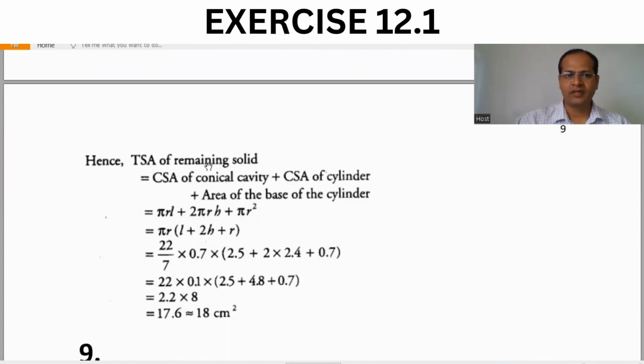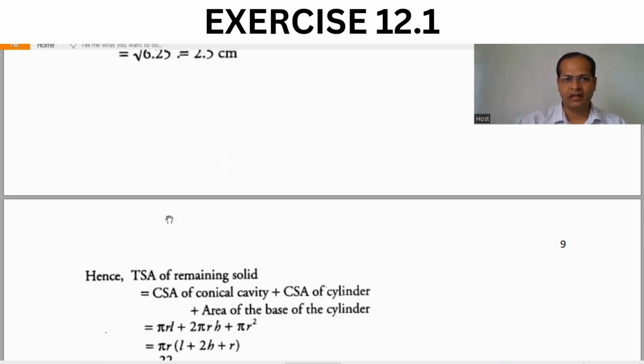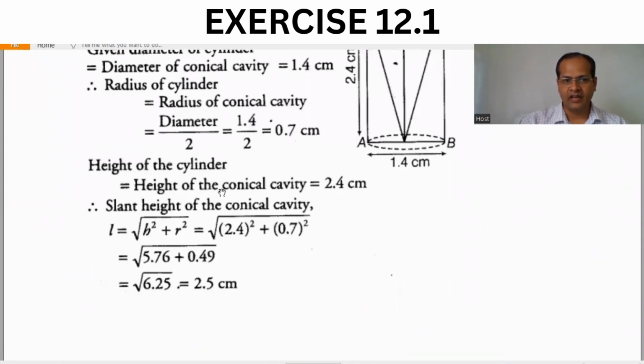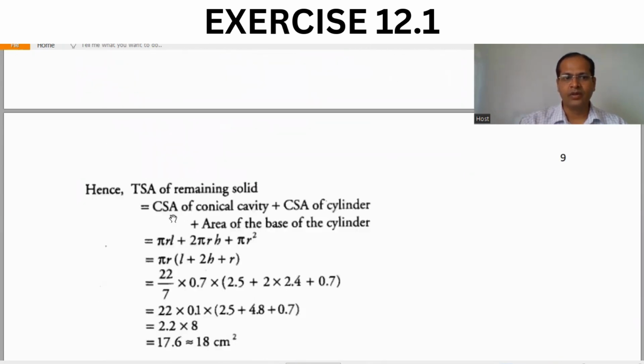The total surface area of the remaining solid has three parts: the curved surface area of the conical cavity, the curved surface area of the cylinder, and the area of the base of the cylinder. The curved surface area of the cavity is pi r l, the curved surface area of the cylinder is 2 pi r h, and the base area is pi r square. Pi r is common, so we substitute the values with l as 2.5 and h as 2.4, and the total surface area of the remaining solid is 18 centimeter square.